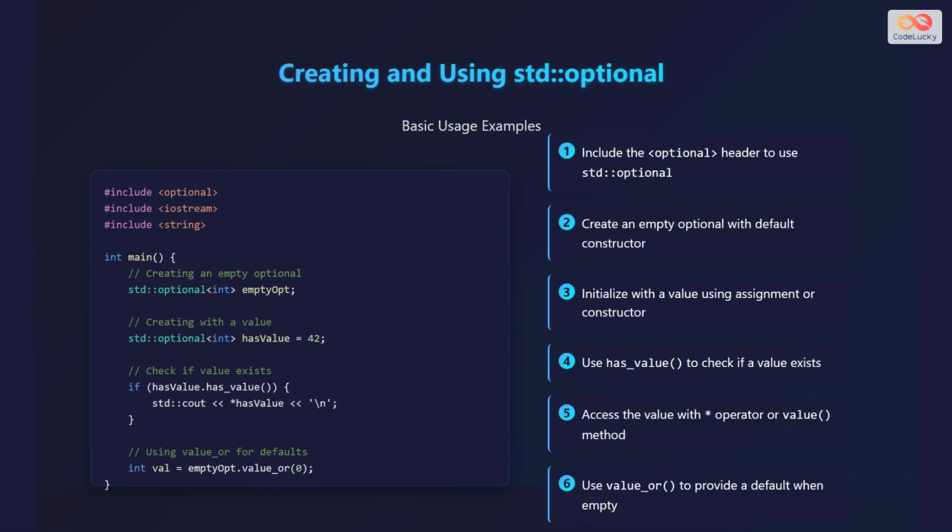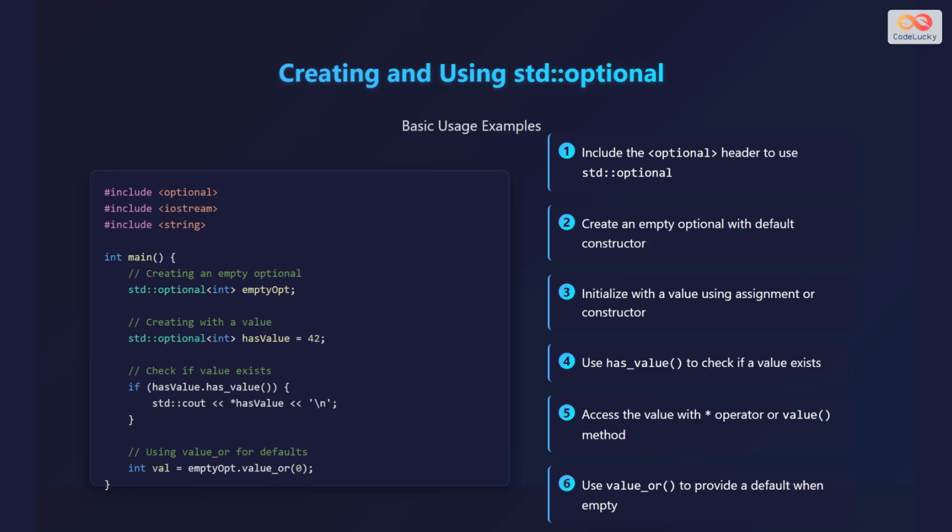Let's explore how to create and use std::optional in C++. First, you need to include the optional header, as well as iostream and string headers. To create an empty optional of type integer, use std::optional<int> followed by the variable name. To create an optional with a value, assign a value during declaration.